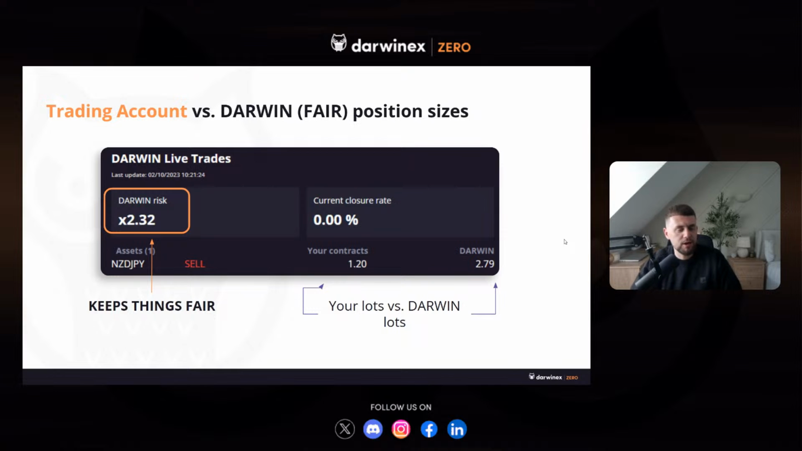They have a 0% current closure rate, so the risk engine can close some of your trades or some of your trading exposure or trade exposure. It will never close 100% because whenever you're in a trade, your Darwin will also be in a trade. But what we do is we measure your average deleverage.